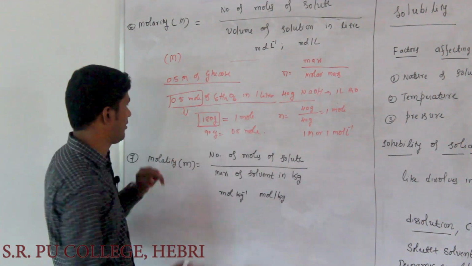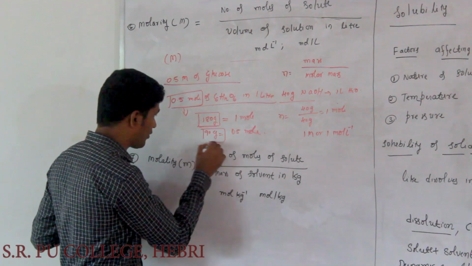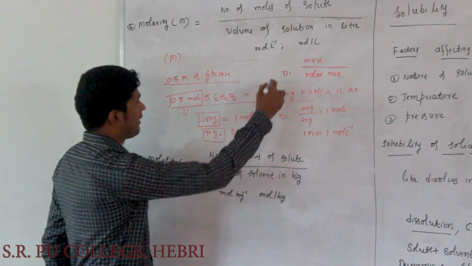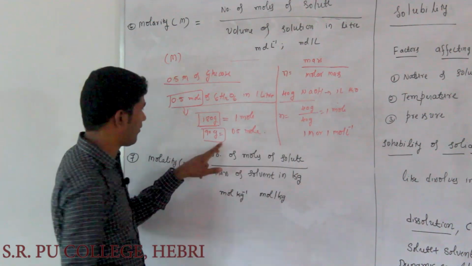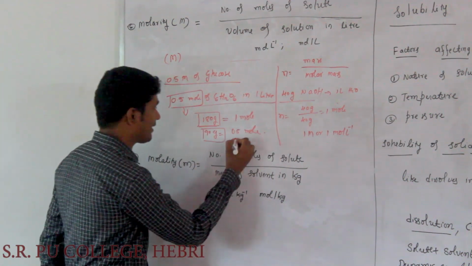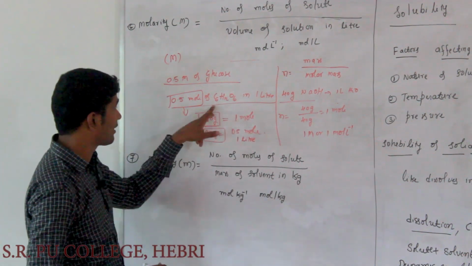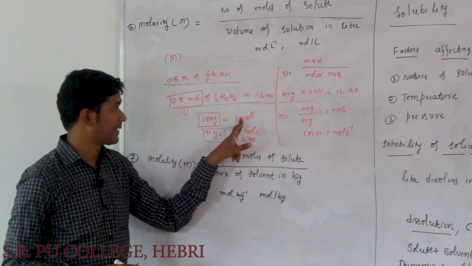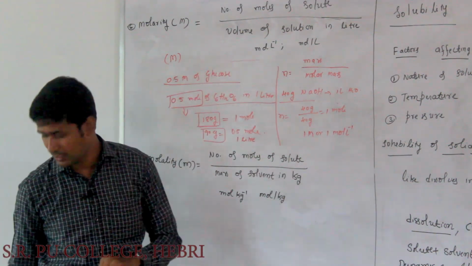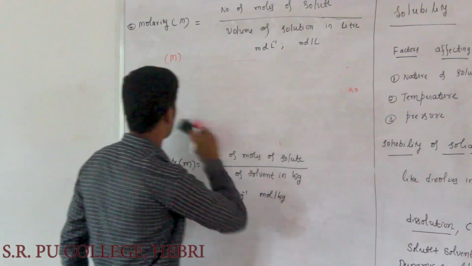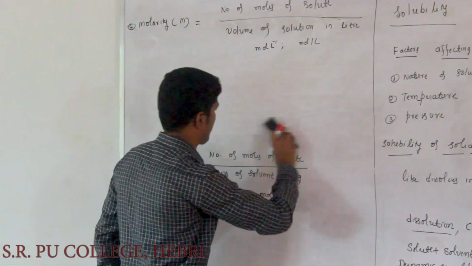If you dissolve 90 gram of glucose in 1 liter of water, you will get 0.5 molar glucose solution. This is the method of preparation of molar solutions.